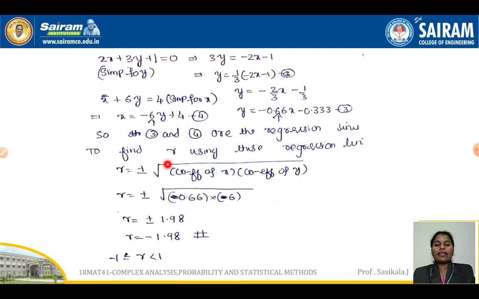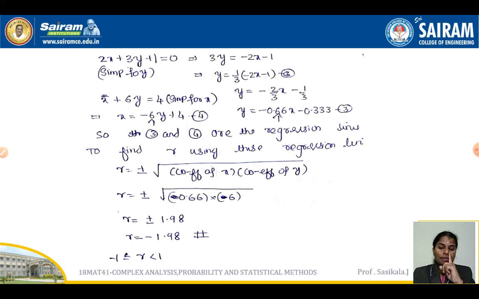To find it using these regression lines, how will we find it? Similar to the previous one. What is it? Plus or minus root of, this is minus 6, this is minus 0.66. So minus into minus will be positive. You have to take only the numerical values because the sign will be taken from outside, right? So both the coefficients are negative, the correlation must also be negative. What is that? I got the answer as minus 1.98.